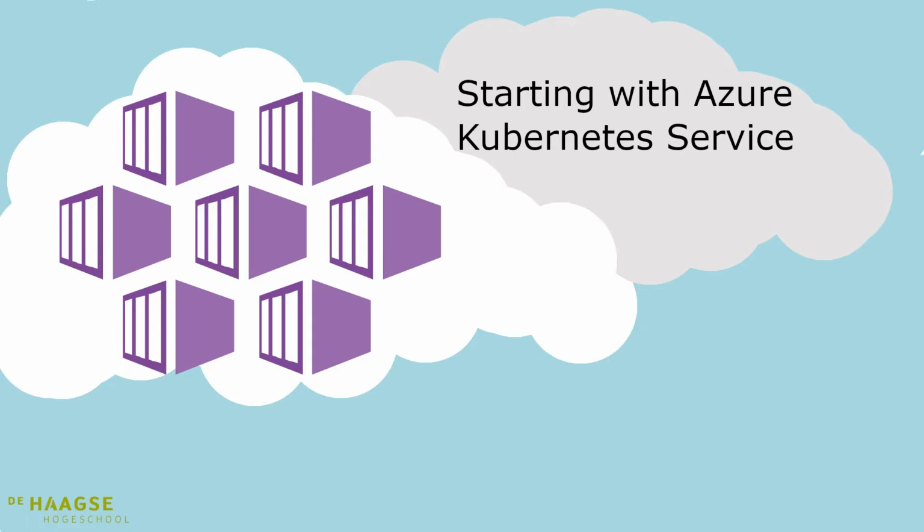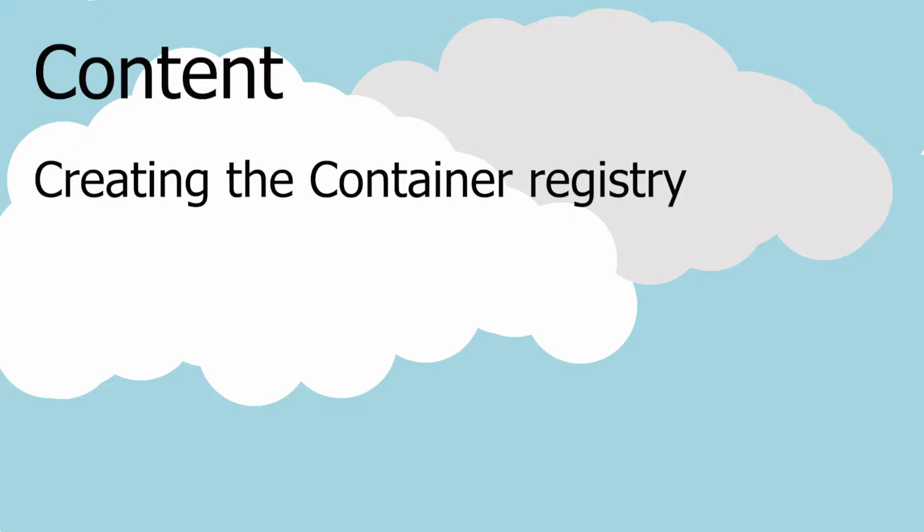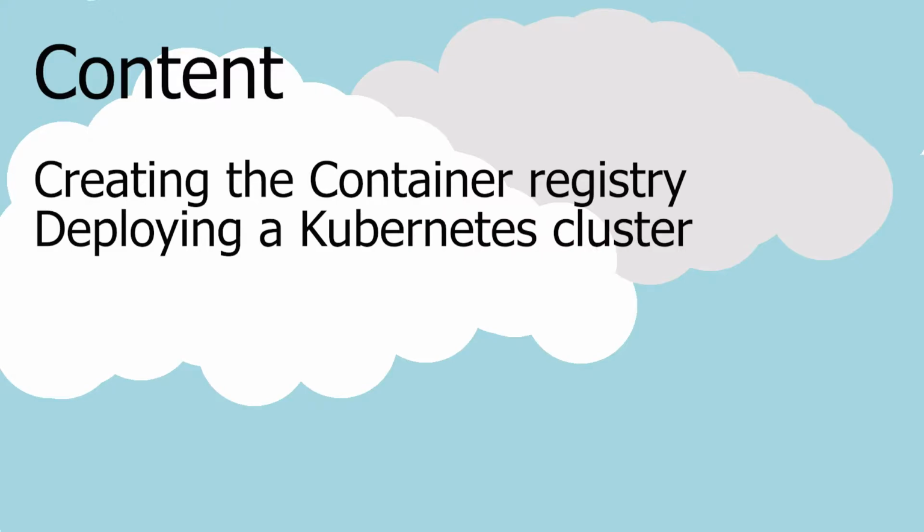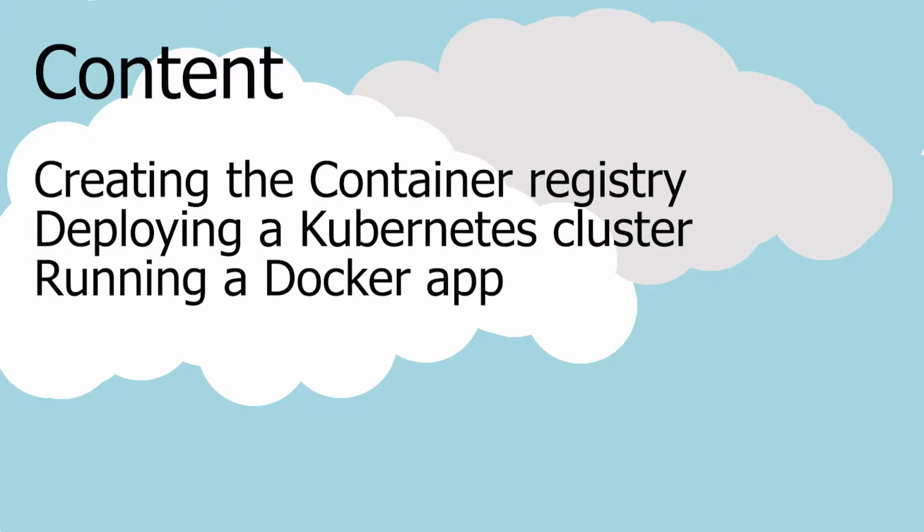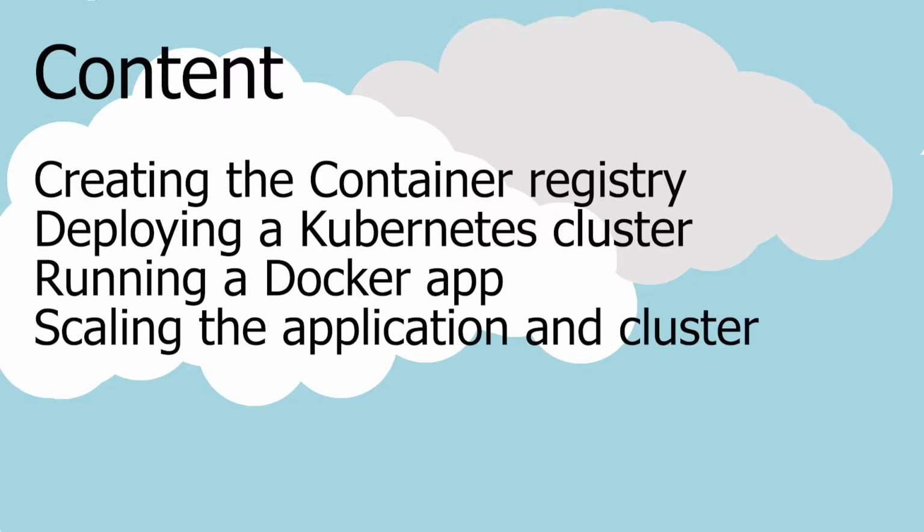Hello! In this guide you'll learn how to build your first Azure Kubernetes cluster with Azure Kubernetes Service. In this video we'll be covering the following 4 steps: creating an Azure container registry, deploying an AKS cluster, running your Dockerized application on this cluster, and we'll go a little bit over scaling with the AKS service. But first we'll discuss shortly how Kubernetes works.